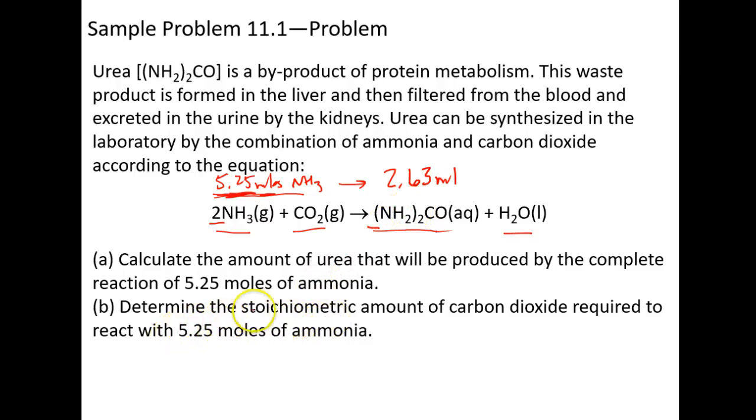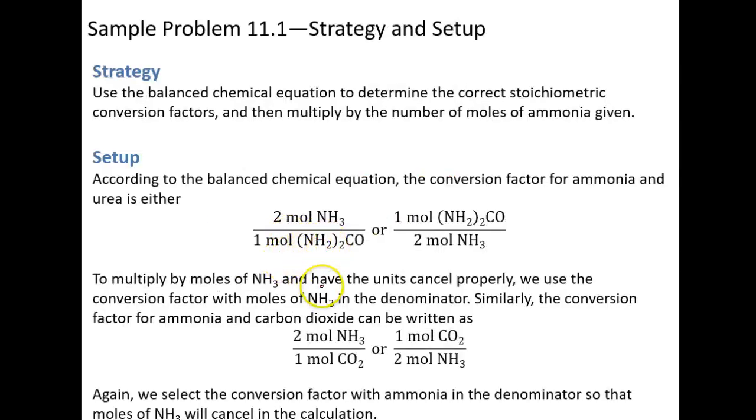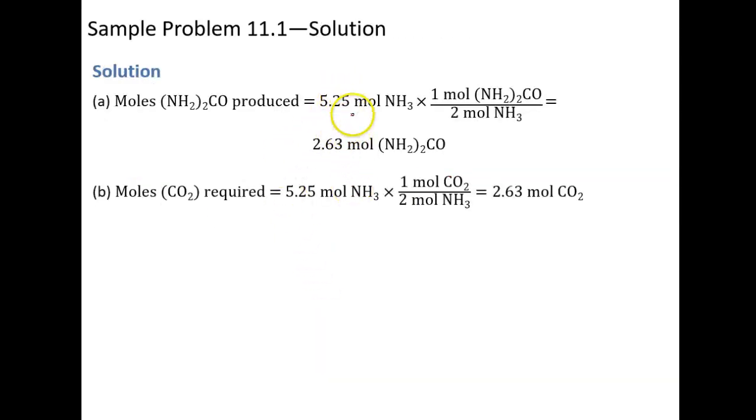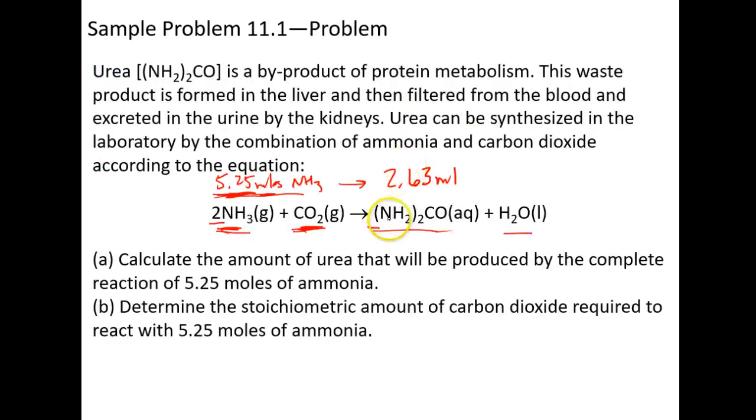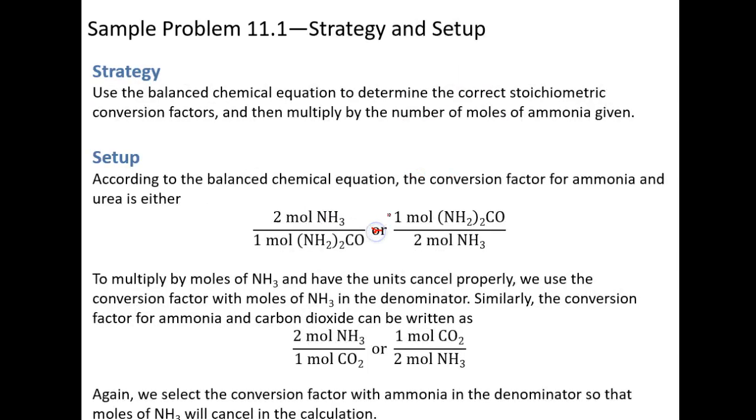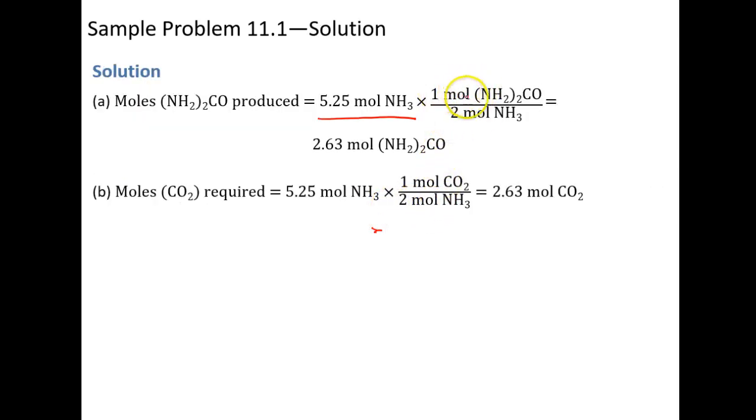And then down here it says determine the stoichiometric amount of CO2 if you start with 5.25 moles of ammonia. Okay, so here's the mathematical conversion. You're starting with 5.25 moles of ammonia. It's a 2-to-1 ratio: 2 moles of ammonia to 1 mole of urea. You have to put them in the correct order so that moles of ammonia cancels out with moles of ammonia. So 5.25 times 1 divided by 2 gives you 2.63.